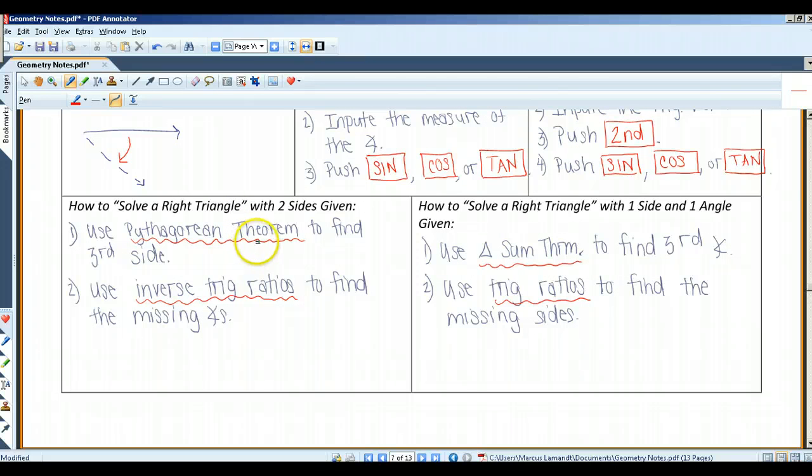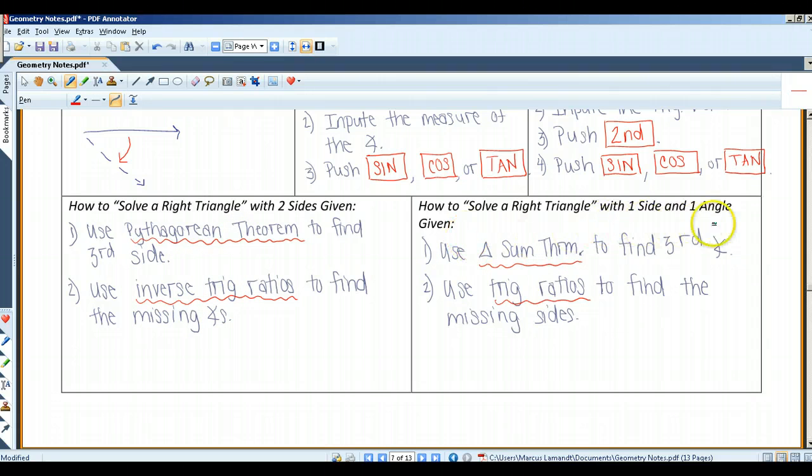To solve a right triangle means to find the measures of all its sides and angles. You can solve a right triangle if you know either of these 2 things, either 2 sides or 1 side and 1 angle. Okay? If you're given 2 sides, this is generally how you want to go about finding the 1 missing side and the 2 missing angles. Go ahead and use the Pythagorean theorem to find the 3rd side, and then you can use inverse trig ratios to find the missing angles. And we will do some of this in class together.